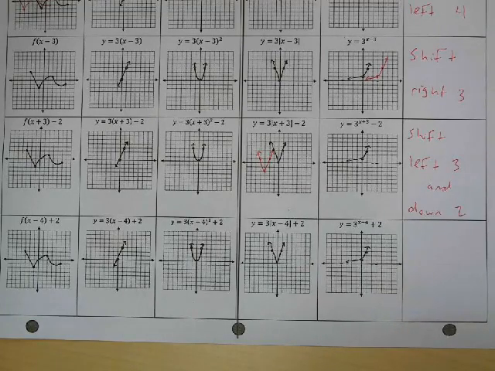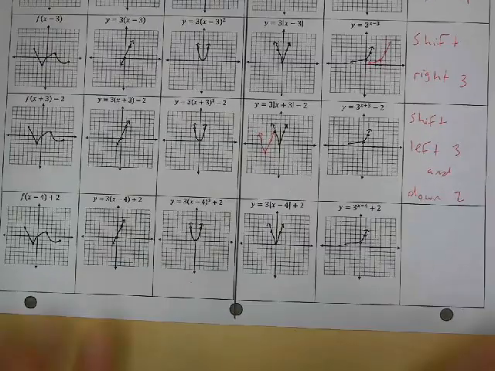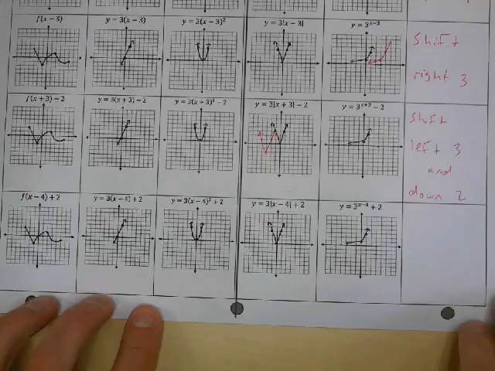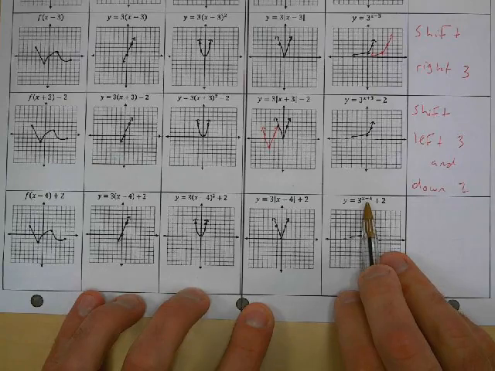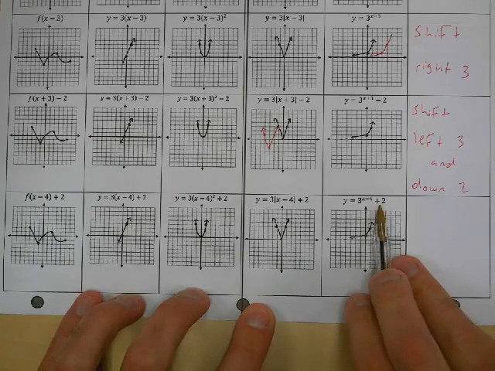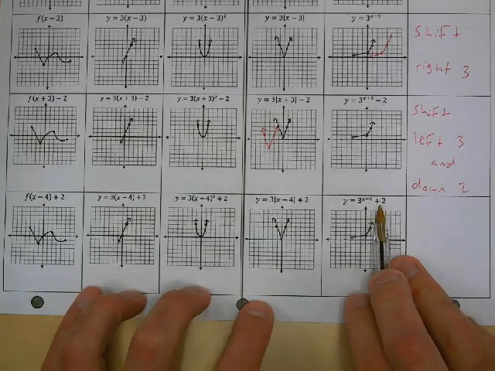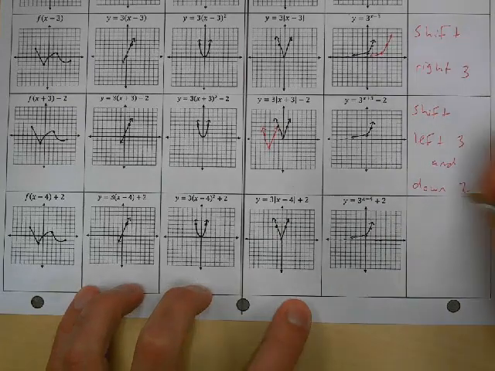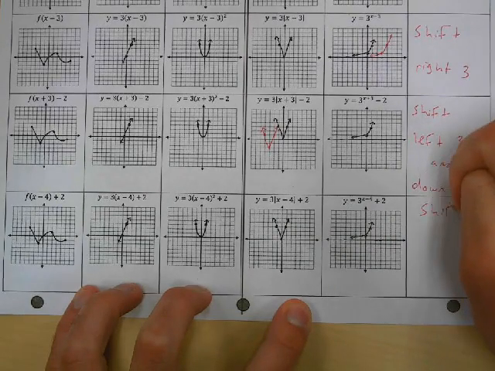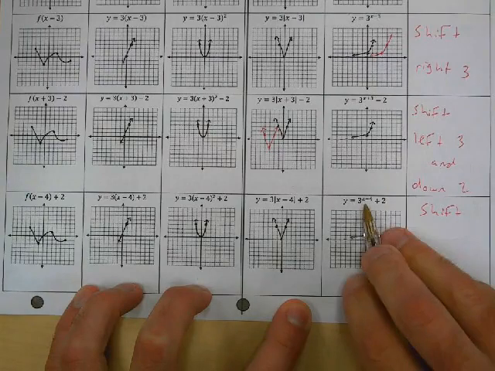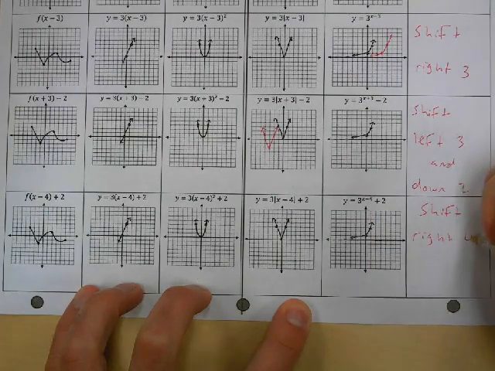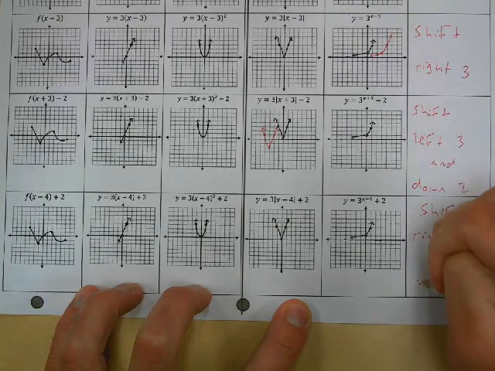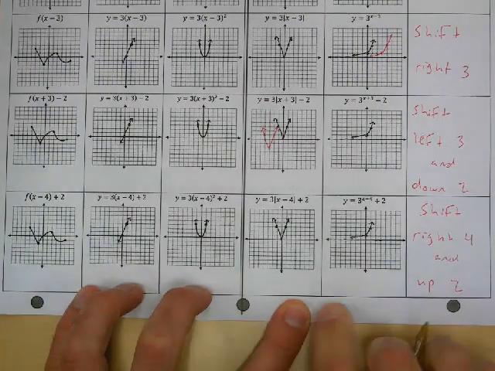All right, and then the last row, what happens to these points? Well, since we're subtracting 4 from the x's, that's going to move us to the right 4. And since we're adding 2 to the y's, that's going to move us up 2. So here we're going to shift right 4 and up 2.